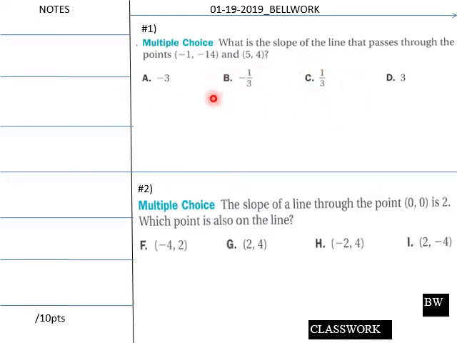They have to find the slope between these 2 points, and then the slope through the point 0, 0 is 2, which point is also on the line. A different way of looking at slope here. Give your students 5-6 minutes for this.